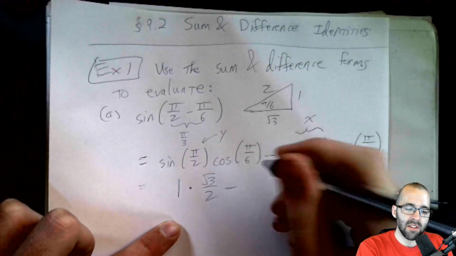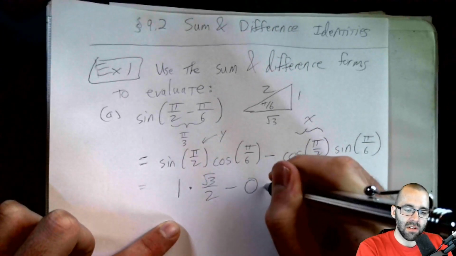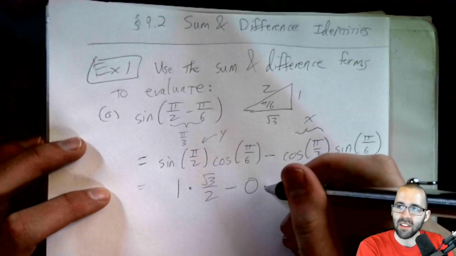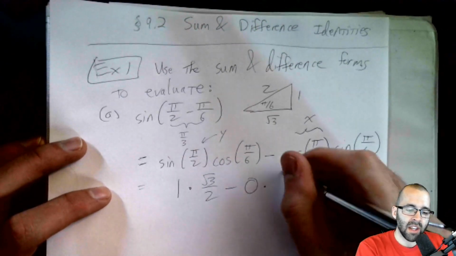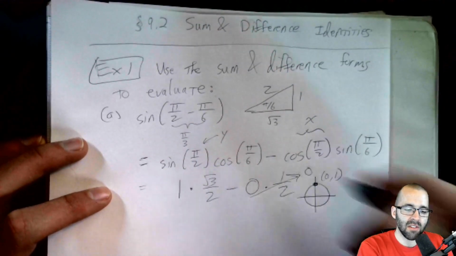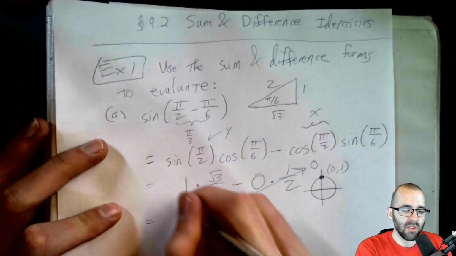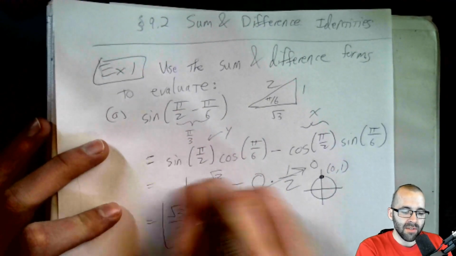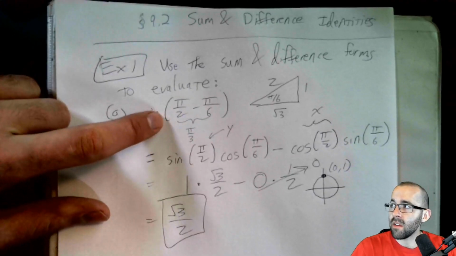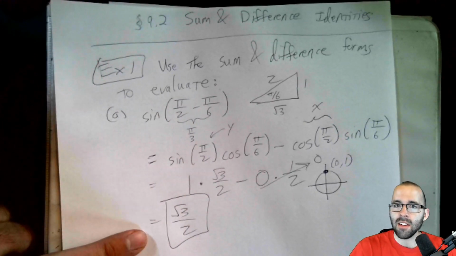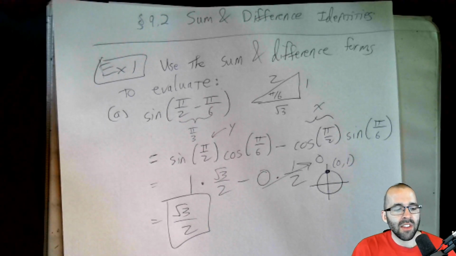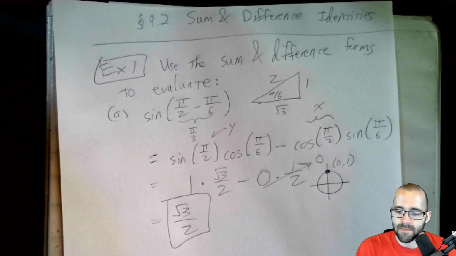Well, the x-coordinate here is 0. So I don't even need to find the sine of pi over 6. 0 times anything is going to be 0. So again, if I wanted to really fill it out, this would be 1/2, but 0 times 1/2 is still 0. So we have 1 times root 3 over 2. And I said, if this works, it should equal root 3 over 2, because this angle right here is just pi over 3. So indeed, I'm not a liar yet. And we've shown that this sine identity works.